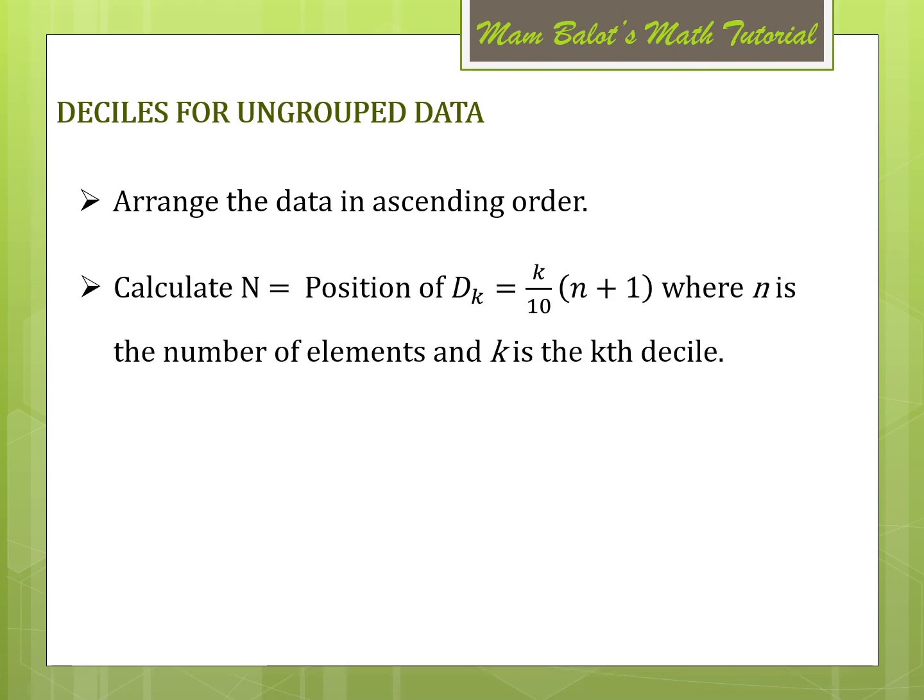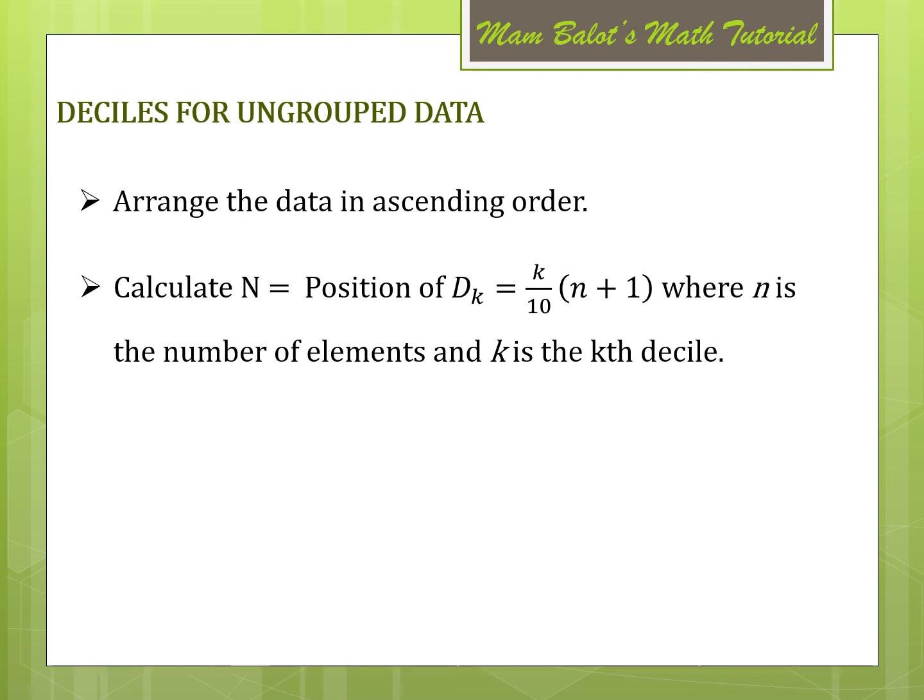Now, how do we compute for the deciles of ungrouped data? So we have almost the same steps as in our quartiles. First, arrange the data in ascending order. The next is to calculate n for the position of D sub k. The only difference in the formula from the quartiles is the value of the denominator. So we have here k over 10 instead of k over 4.